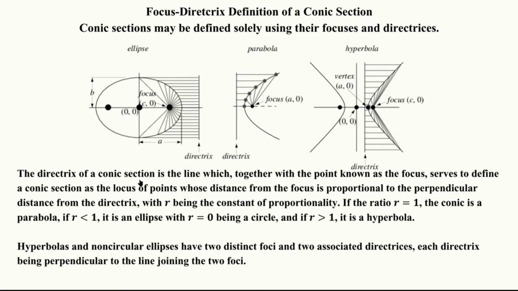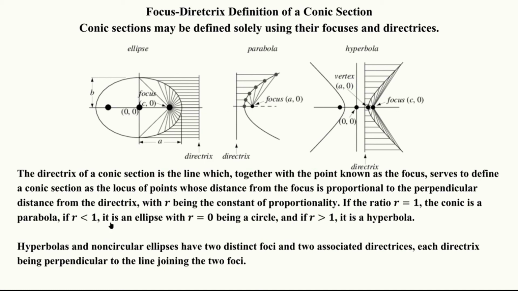The directrix of the conic section is the line which, together with the point known as the focus, serves to define a conic section as the locus of points whose distance from the focus is proportional to the perpendicular distance from the directrix, with r being the constant of proportionality. If the ratio r equals 1, the conic, as we said, is a parabola.